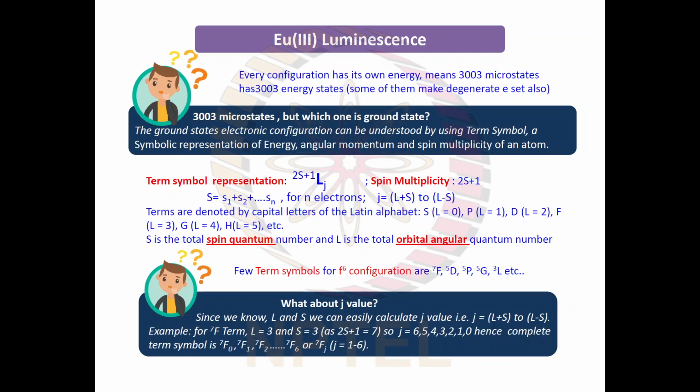L is the total orbital angular momentum quantum number. A few term symbols for the f6 configuration are 7F, 5D, 5P, 5G, 3L, etc. What about the J value? Since we know L and S, we can easily calculate the J value, that is, J equals L plus S to L minus S. For example, for the 7F term, L equals 3 and S equals 3, so 2S plus 1 equals 7. So J equals 6, 5, 4, 3, 2, 1, 0. Hence the complete term symbol is 7F0, 7F1, 7F2 to 7F6, or 7FJ, where J is 0 to 6.